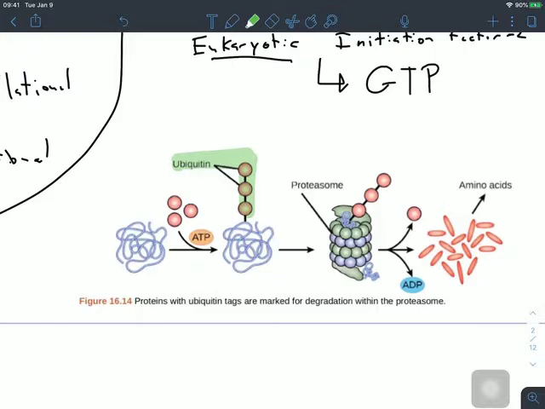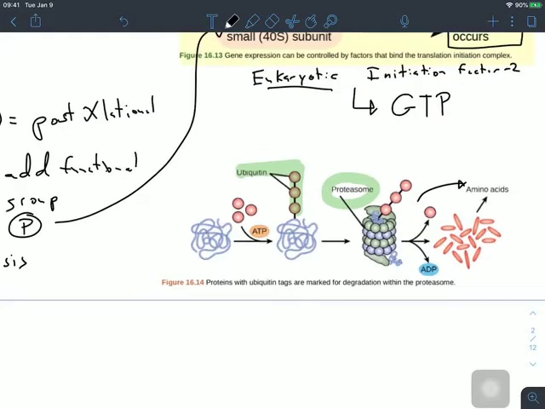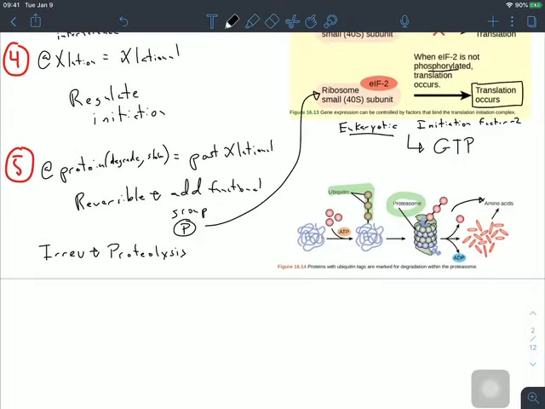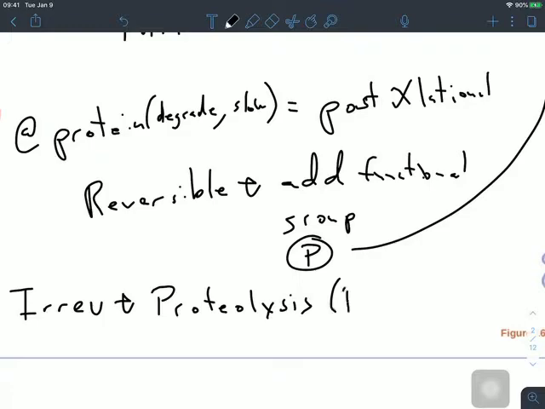Ubiquitination would then cause the recruitment of a proteasome. And that proteasome would start to break down your giant protein into its monomer amino acid constituents to allow those amino acids to be picked up by different tRNAs and then reincorporated into a different protein. So basically, the irreversible proteolysis is protein recycling.